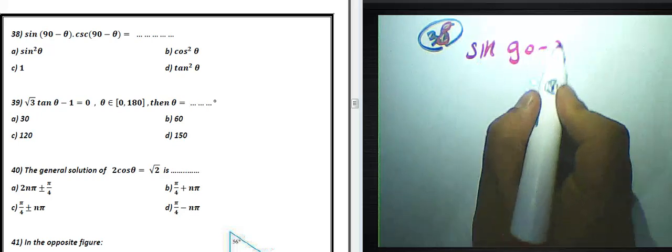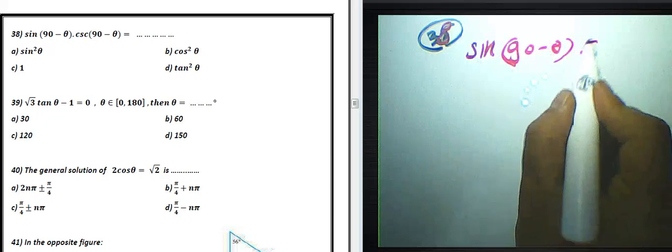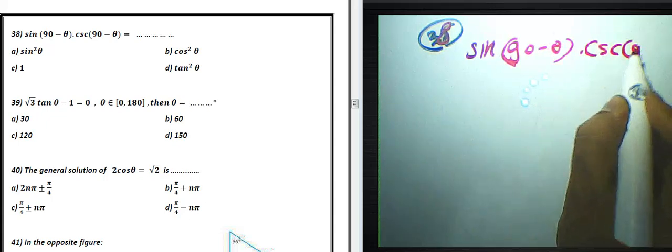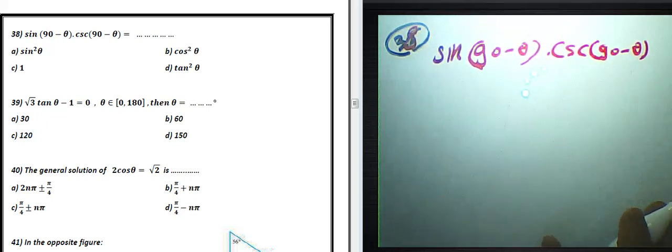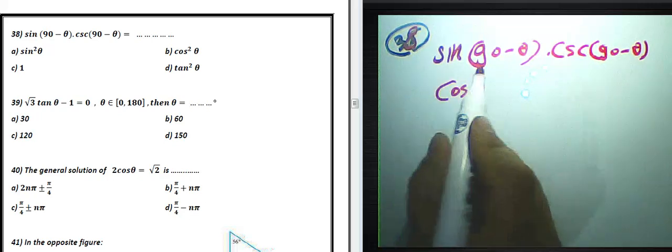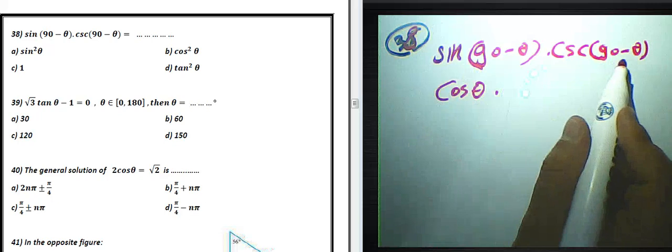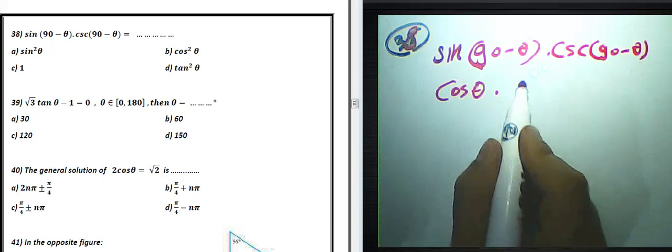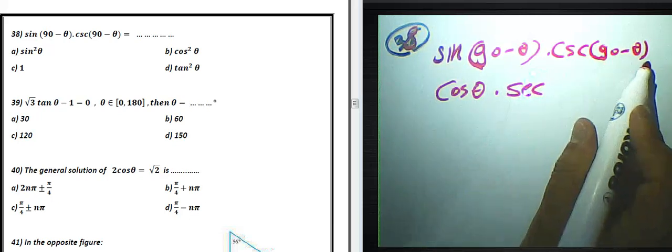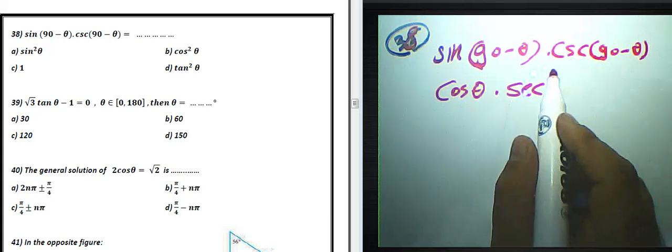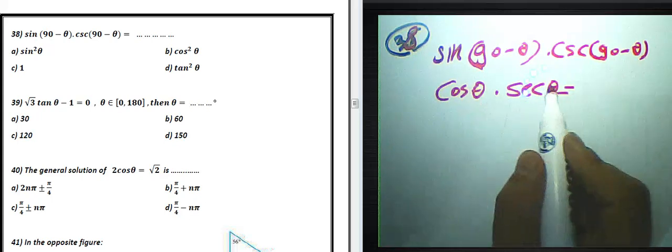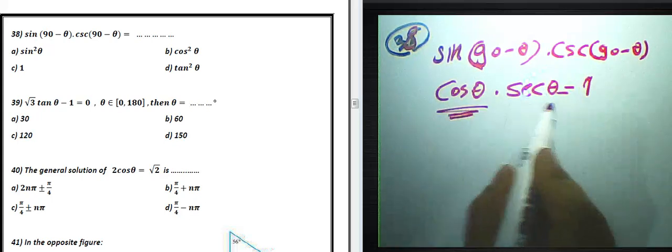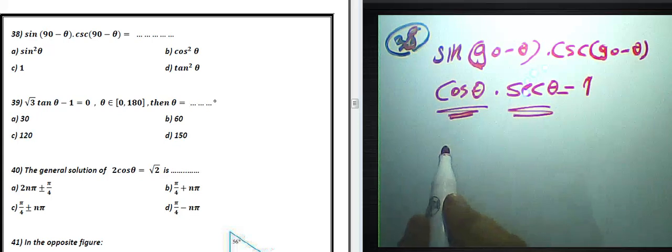Sine (90 minus theta) multiplied by cosec (90 minus theta). We know sine (90 minus theta) will be cosine theta, since it lies in the first quadrant, and cosec will be converted to sec. Cosec (90 minus theta) lies in the first quadrant, and the cosec will be converted to sec. And cosine theta multiplied by sec theta equals 1, because cosine theta is the inverse of sec theta. And the result will be 1.